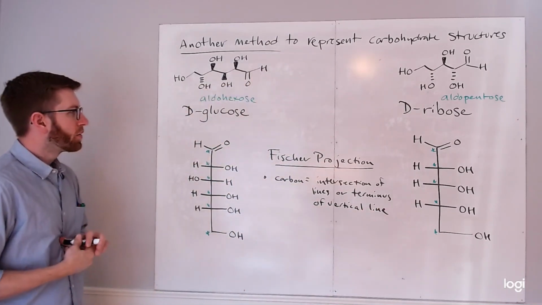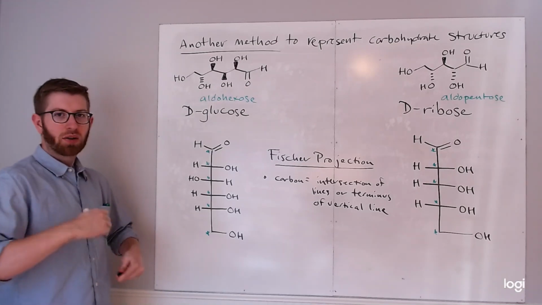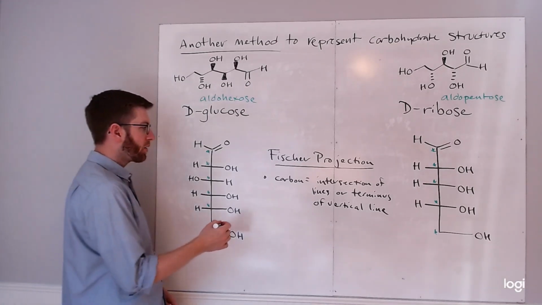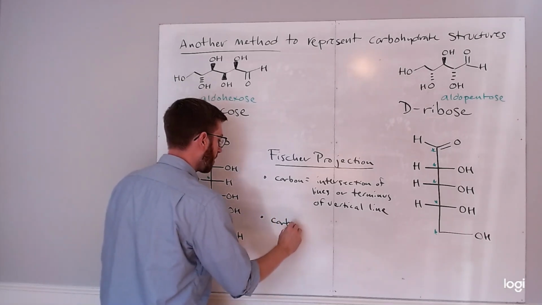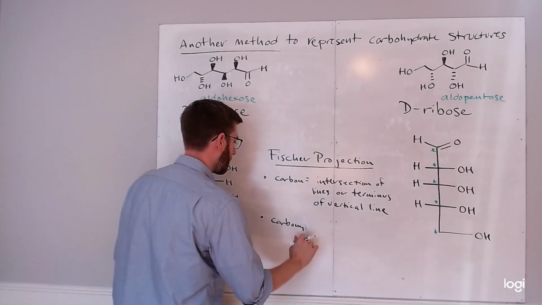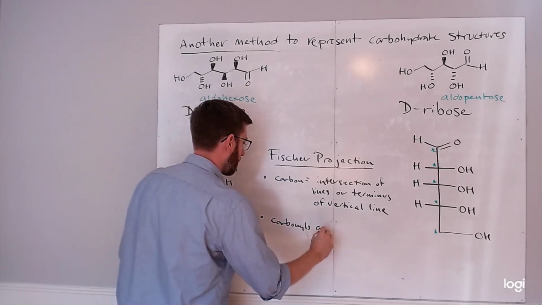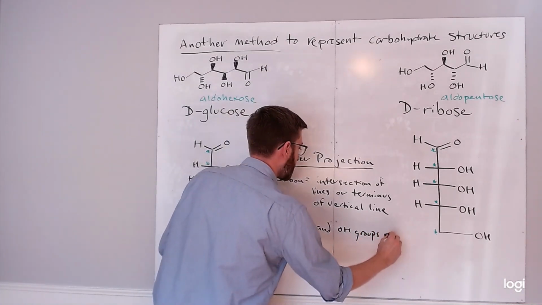Excellent. The other thing that we can see in a Fischer projection is that some functional groups are as we would represent them now. Alcohols, aldehydes, that kind of thing. So carbonyls, and OH groups represented as normal.